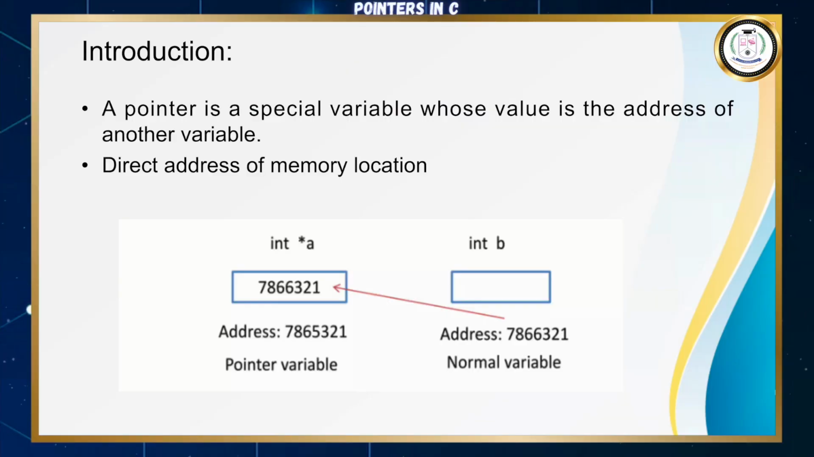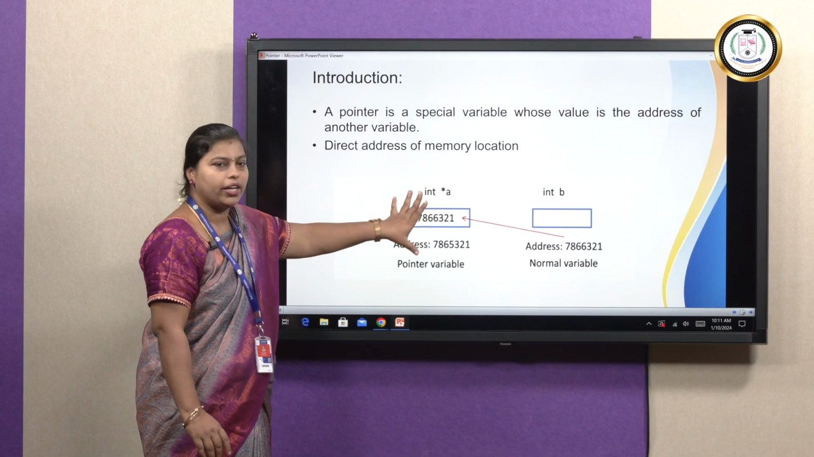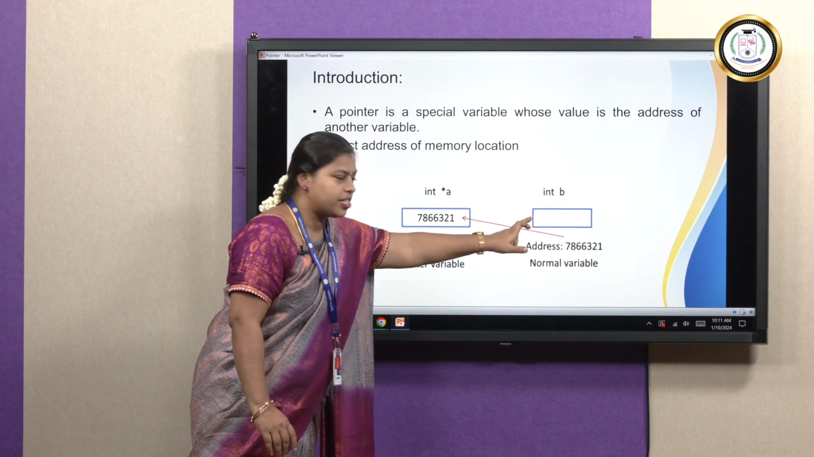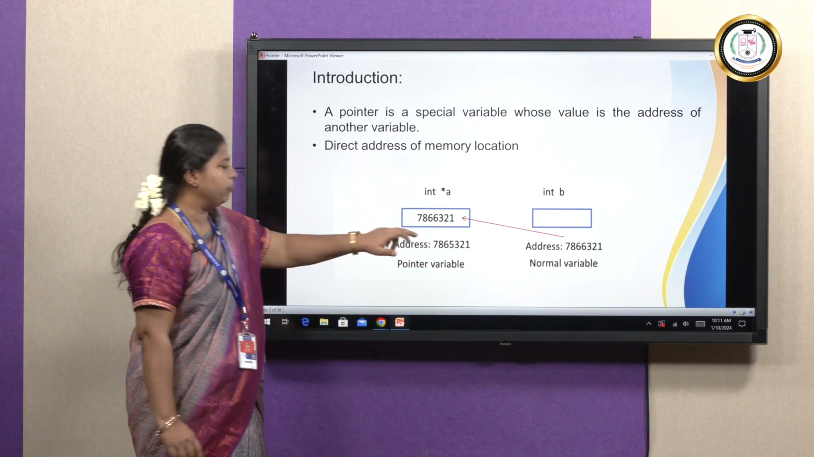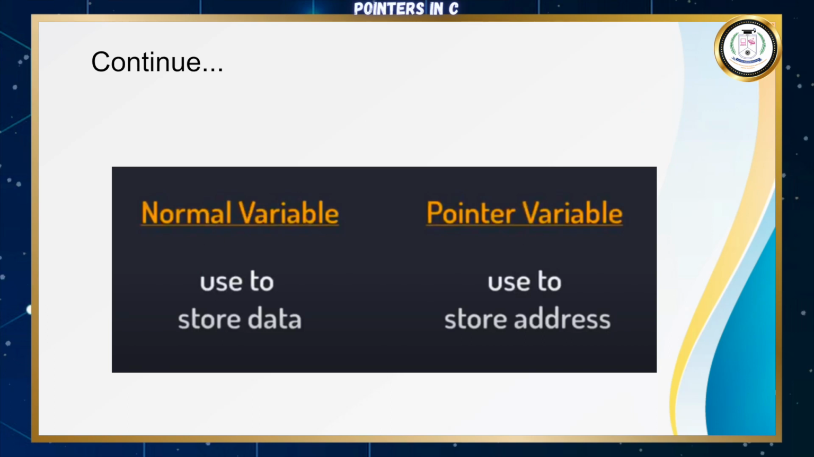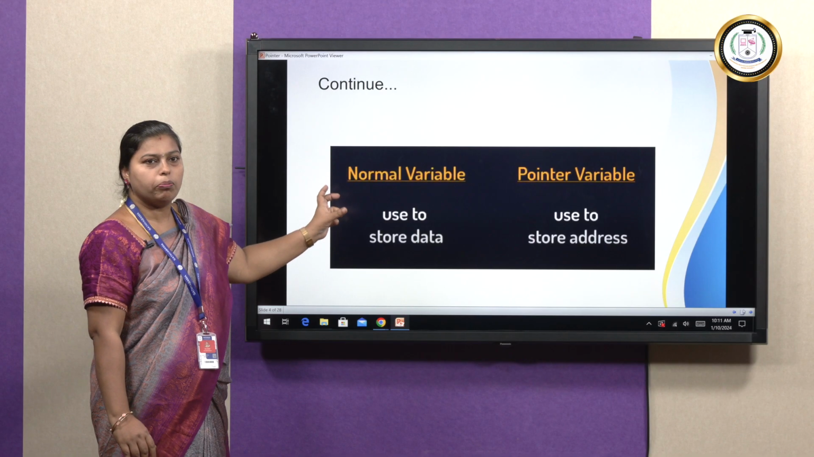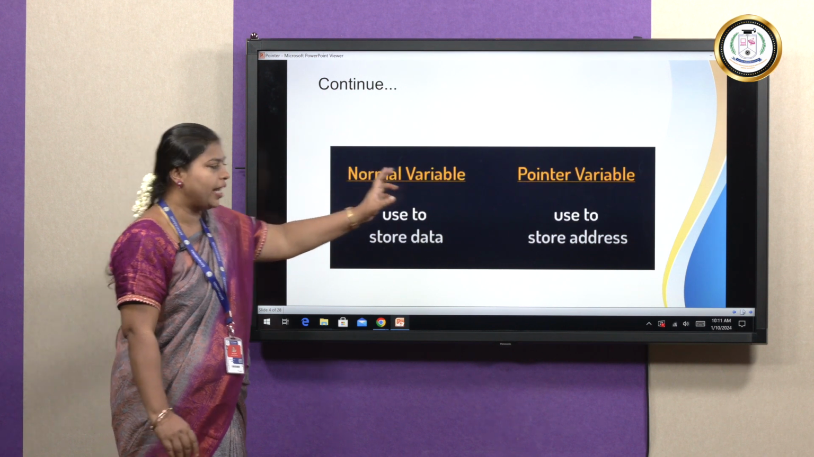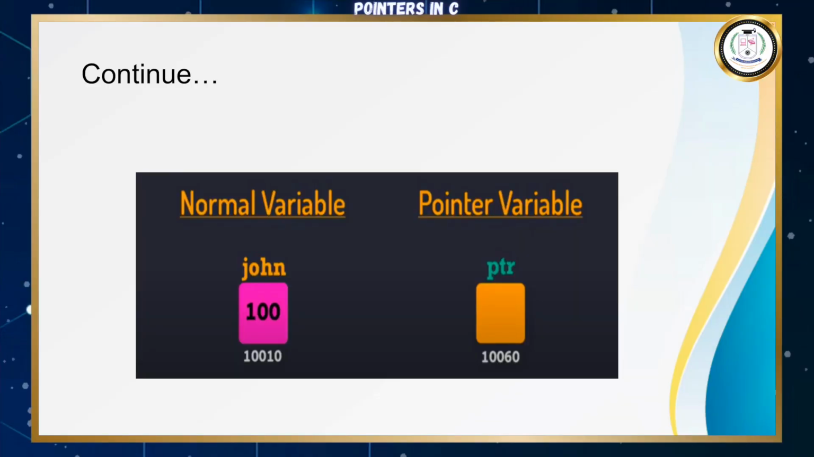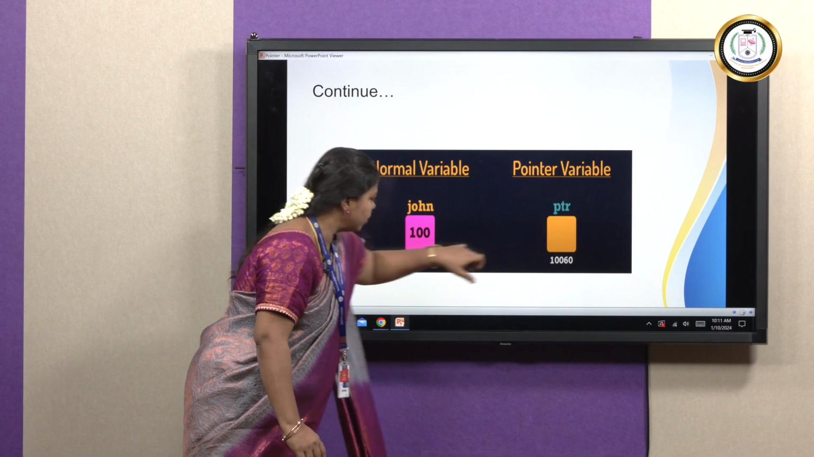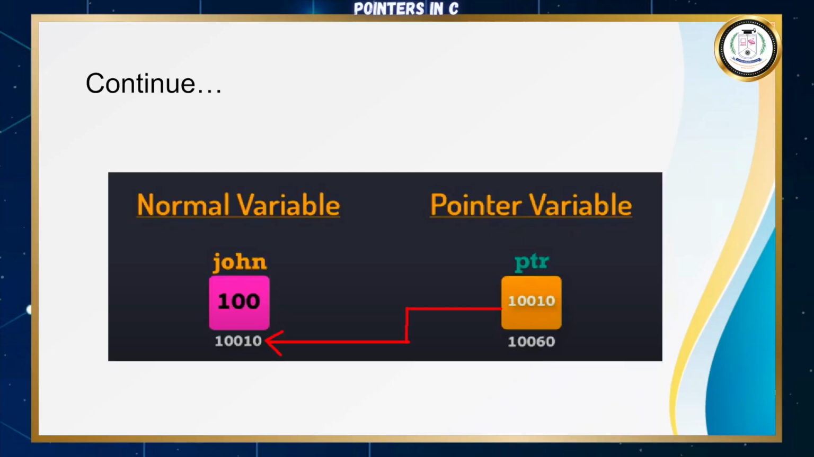Consider the scenario. Here int b is the normal variable, int star a is the pointer variable. The address of whatever value is inside variable b will be stored in the pointer variable. So what is the difference between a normal variable and a pointer variable? A normal variable can store the value, but a pointer variable can store the address. Example: john is the variable name and ptr is the pointer variable, and the address will be stored in the pointer variable.